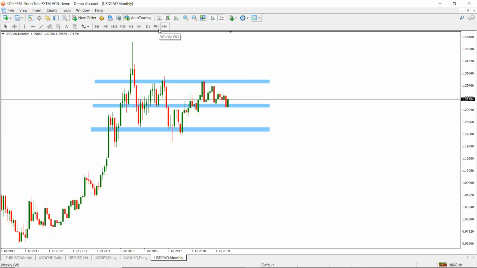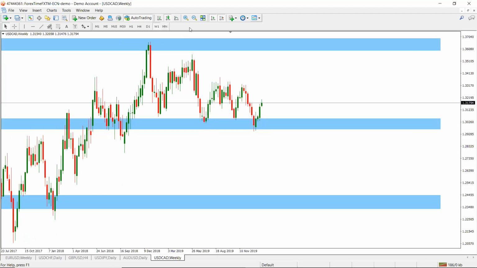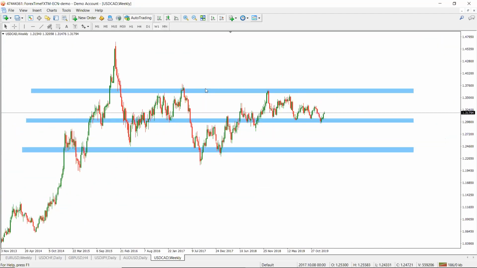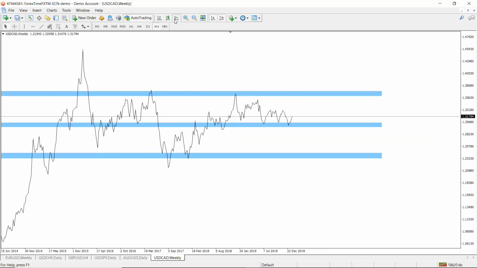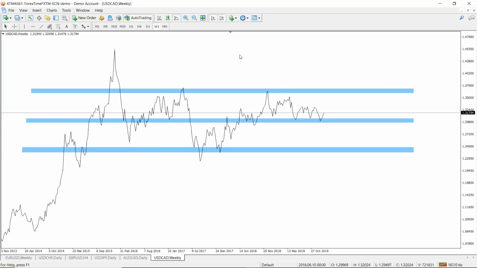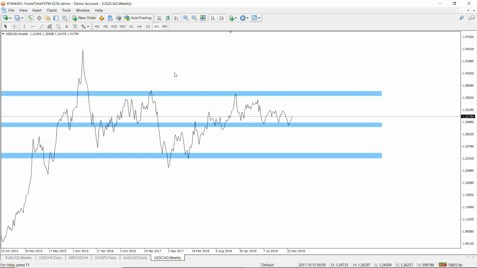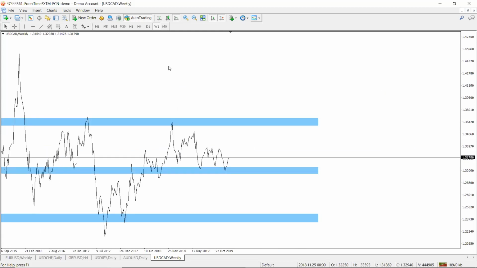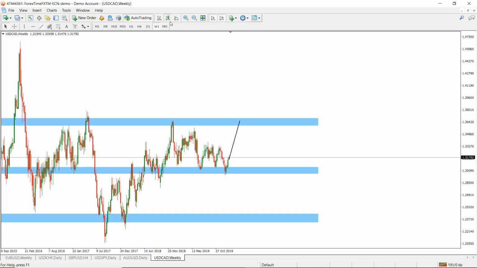Let's move to the weekly time frame. On the weekly time frame, it makes a lot of sense to us, because you can see the price has been dissected into the three range zones which we highlighted on the monthly chart: the upper zone, the mid-range zone, and the lower zone. So ideally, like we said, this month has been so bullish. So what do we think the price is doing? The price is going up because it bounced off the mid-range zone.